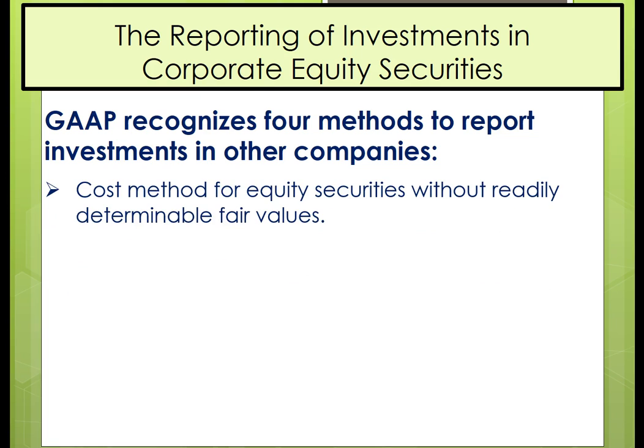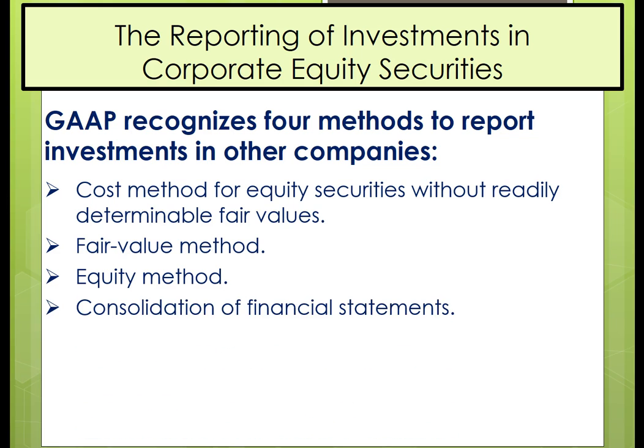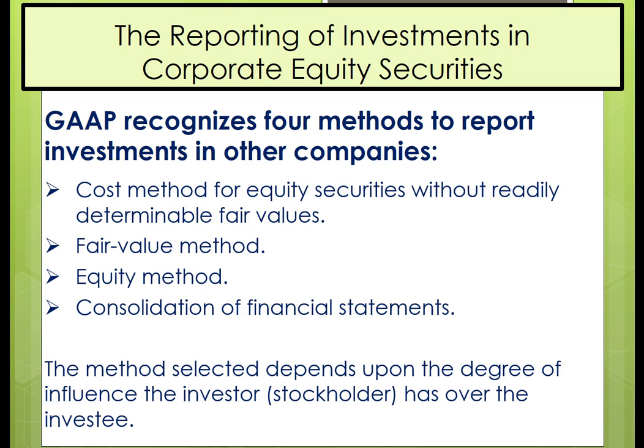One of the methods is called the cost method. You use this when you buy securities that are not widely traded, so therefore the fair value is not readily determinable. The fair value method is one of the methods we will be covering along with the equity method and consolidated financials. So now let's go over what it means. Depending on the degree of influence drives how you're going to record the stock in the other company, your investment in the other company's securities.